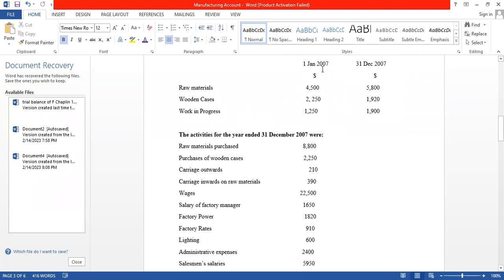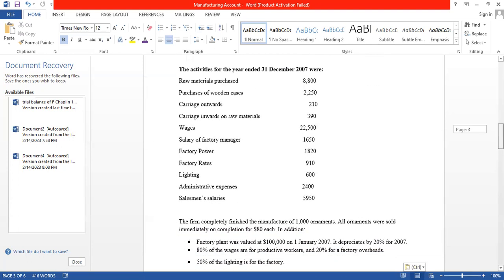1 January 2007 means raw materials, wooden cases, and work in progress on the 1st of January. This second topic here is the 31st of December. It means all the raw materials, wooden cases, and work in progress at the ending of December, at the 31st of December. And it gives you the numbers, the figures.